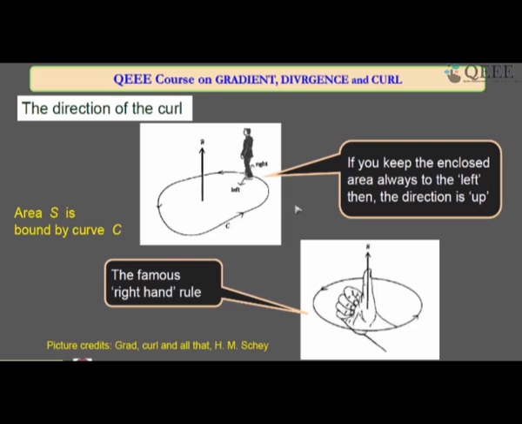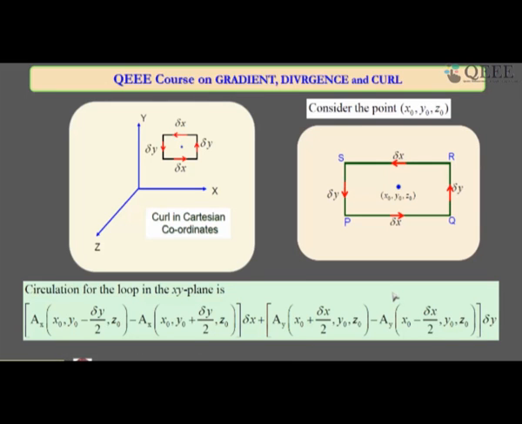Depending upon how you walk, you can define the direction. For example, if you keep the enclosed area always to the left and then walk like that, then the direction is defined as up. That is how you define the direction involved in this. It is equivalent to the famous right hand rule, which you use in electricity and all that. So that is another way to understand the direction of the curl.